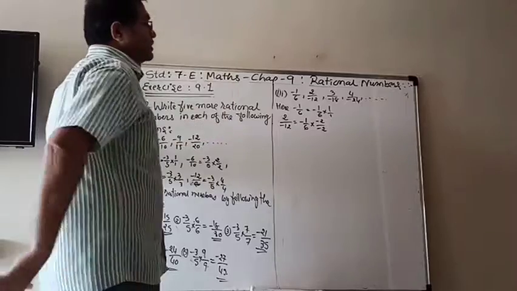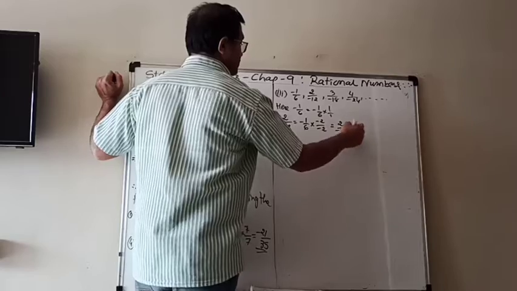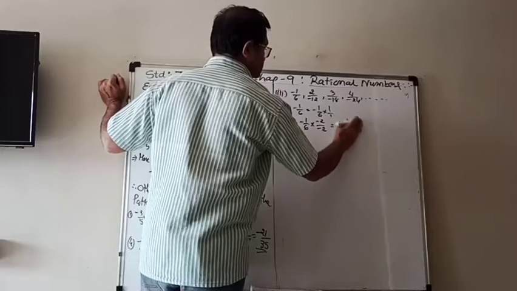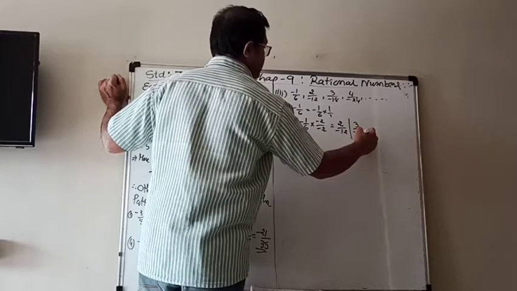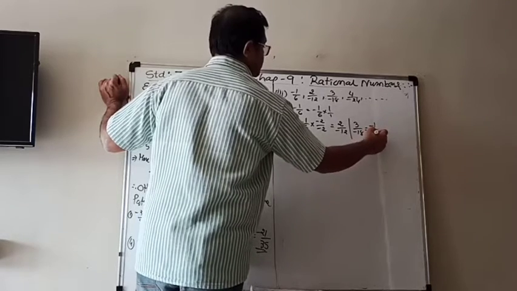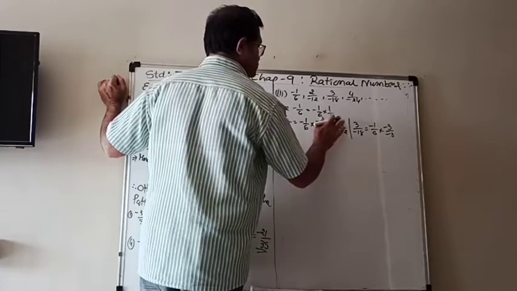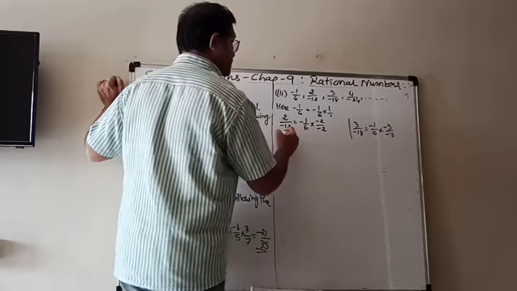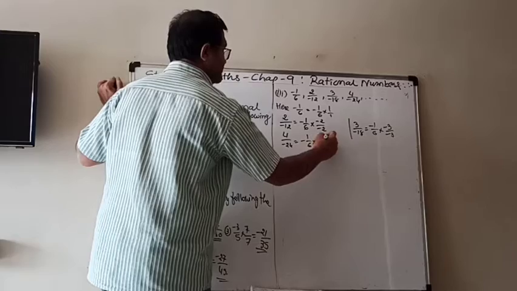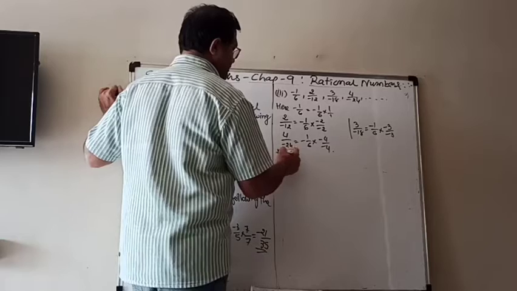So in the numerator it will become plus. So 2 upon minus 12. Then 3 upon minus 18. 3 upon minus 18 is equal to minus 1 upon 6 multiplied by minus 3 upon minus 3. Similarly, 4 upon minus 24 is minus 1 upon 6 multiplied by minus 4 upon minus 4. So following the same pattern.